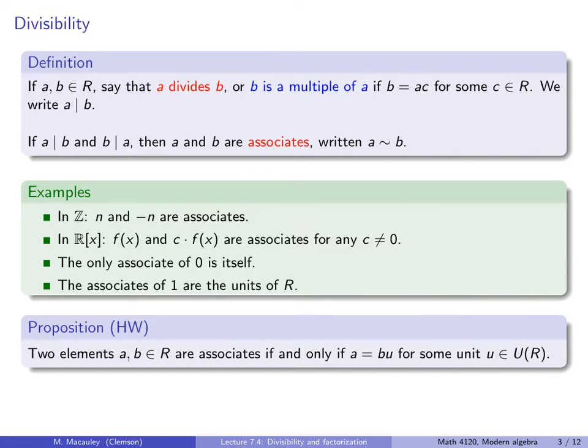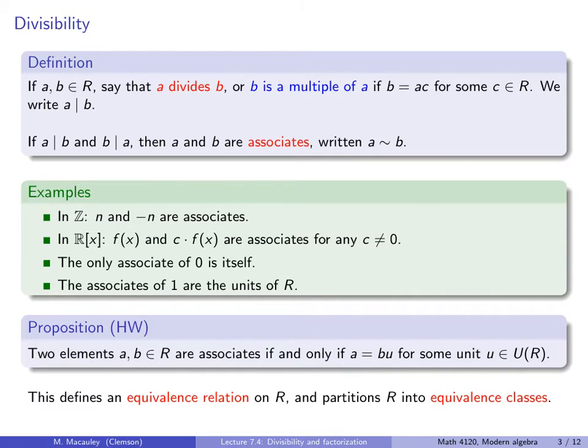Here's a simple proposition, which I'm going to leave on the homework. This says two elements, A and B in R, are associates if and only if A equals B times U for some unit. So in other words, if they differ by multiplication of a unit. This defines an equivalence relation on R, and it partitions R into equivalence classes. Think of equivalence classes like families. If A is in the same family as B, then B is in the same family as A. And if A and B are family members and B and C are family members, so are A and C.